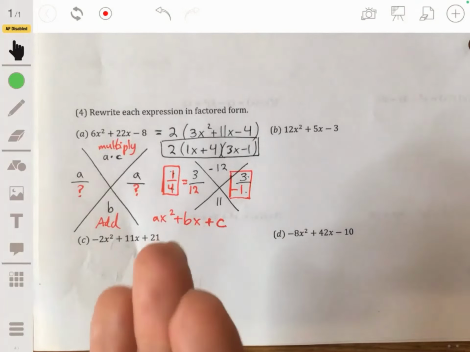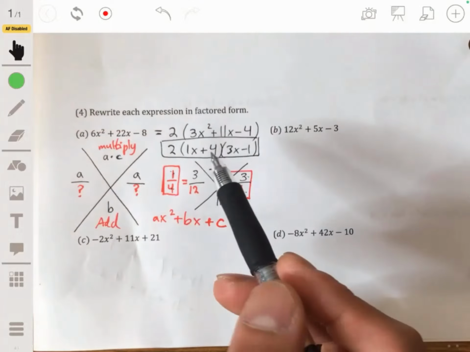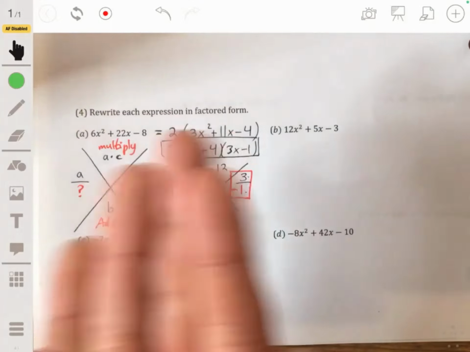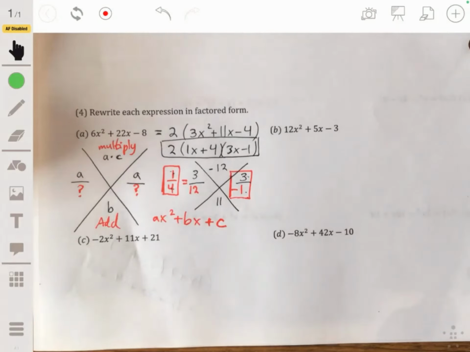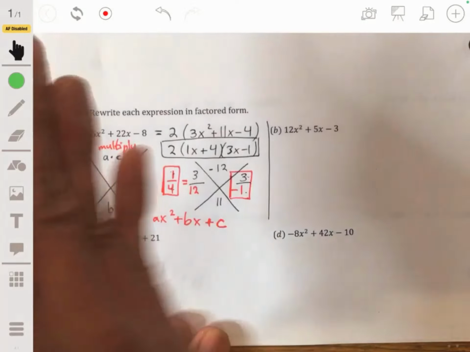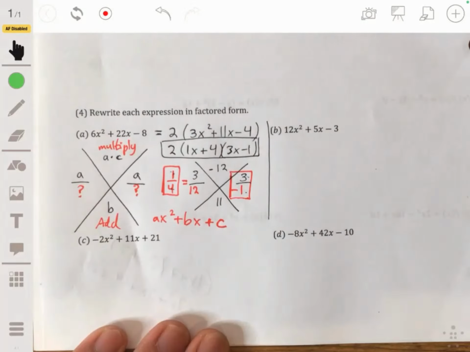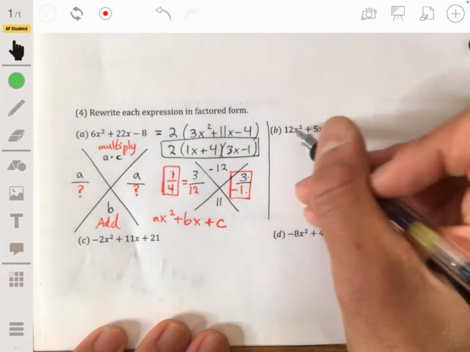Now, again, this is just a technique. There's different ways to go about this. Some students get really good at just figuring the stuff out in their head, so they don't have to do this. But this is just a way I show my students because it's pretty much algorithmic and it'll virtually work for every quadratic that can be factored. Okay, so let's do another one.